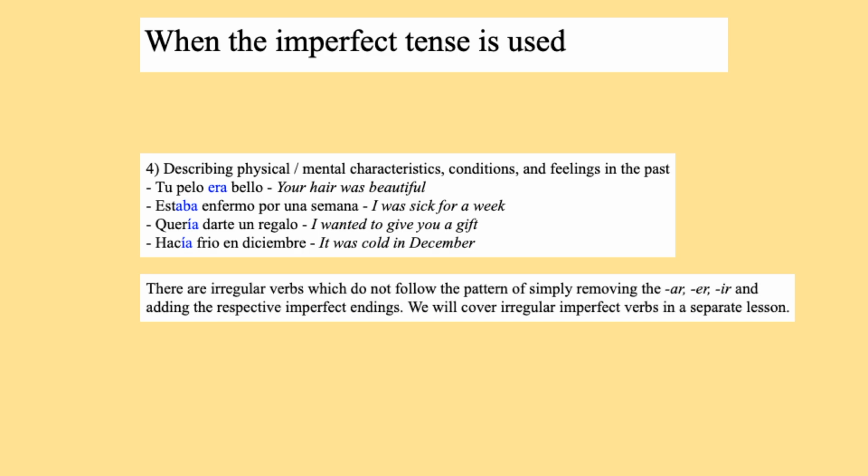And there are irregular verbs which do not follow the usual pattern of simply removing the infinitive ending and then adding the respective imperfect ending. We will cover irregular imperfect verbs in Unit 3. And that covers the regular imperfect conjugations as well as the uses of the imperfect.